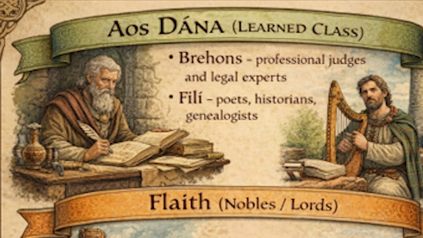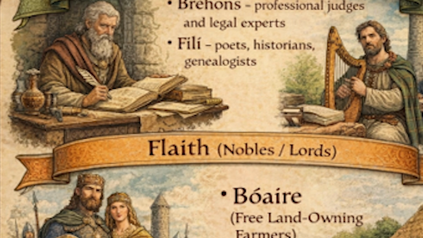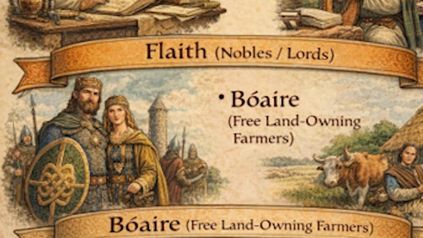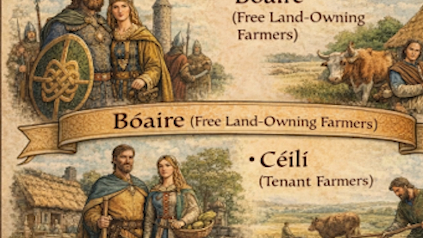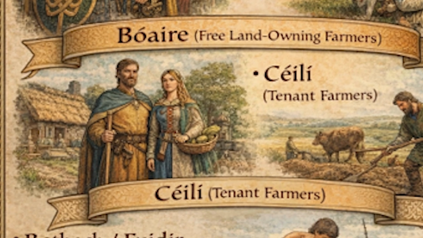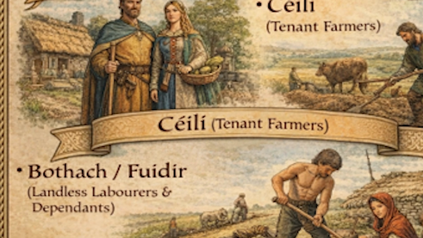Gaelic society was made up of a number of different groups. The Aos Dana were the learned class, and that includes the Brehons, who were the professional judges, and I might do a separate class on the Brehon laws because they're so big. Then we had the Fili, who were the poets and historians who passed on stories from history. Then we had the Flaith, which were the nobles, they held land and political authority. The Boaire were land-owning farmers. Then we had Ceile, which were tenant farmers, and then Bothach, which were labourers. So, we have all of these different groups and different elements of Gaelic society. So it wasn't just one large group, it was actually much more complex than that.